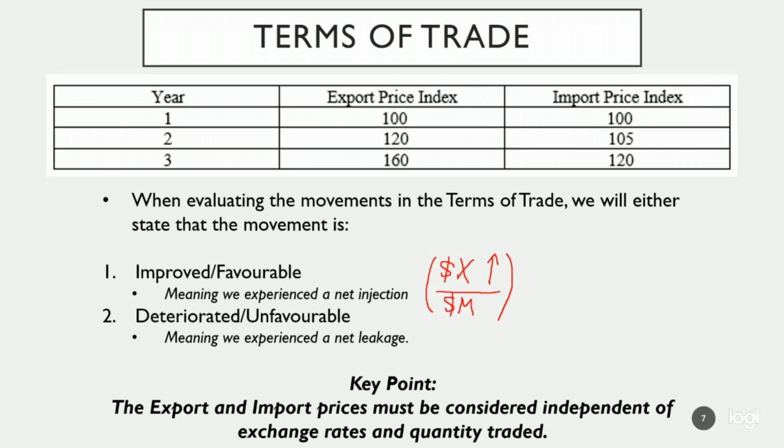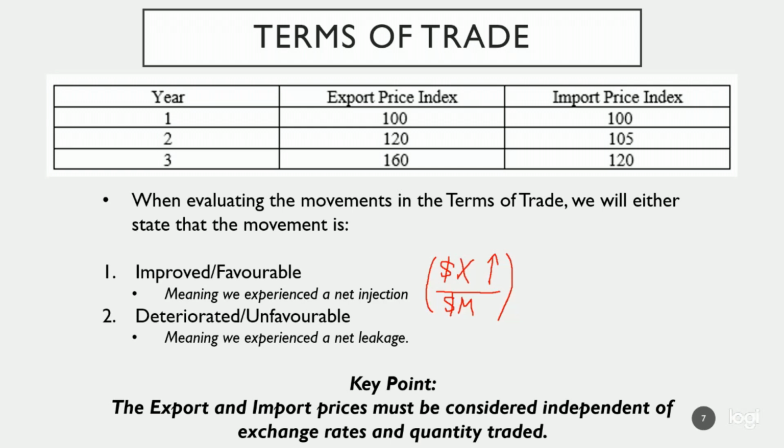It could mean that export prices rose by 10% while import prices rose by 2%. What it could also mean is that export prices have decreased by 7%, but import prices have decreased by 10%, still making it a favorable outcome. And so because we are using relative prices here, it's important that we are consistently comparing exports to imports.